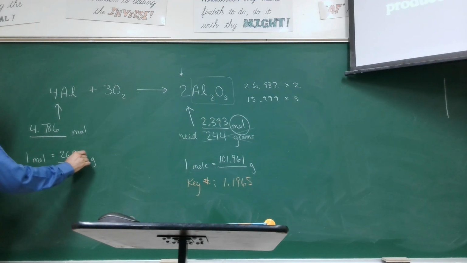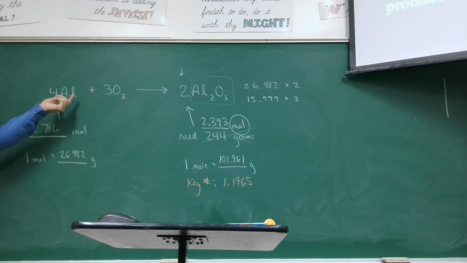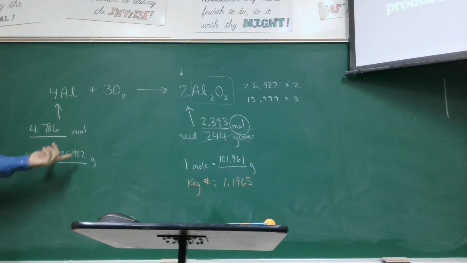26.982. Yeah, it's monoatomic. It's just aluminum, right? So there are no subscripts, there's no multiple stuff. So it's just straight off the periodic table. That's how many grams are in 1 mole. How many moles do we need, class? 4.786, almost 5 moles, and every mole has about 27 grams in it. So how would we figure out the total number of grams of aluminum needed? Just multiply. Take the 4.786, multiply by the 26.982, and how many?